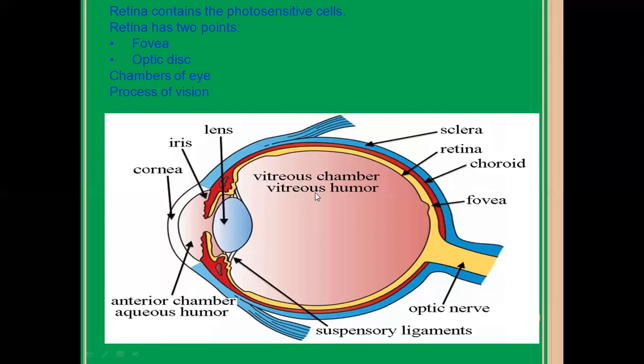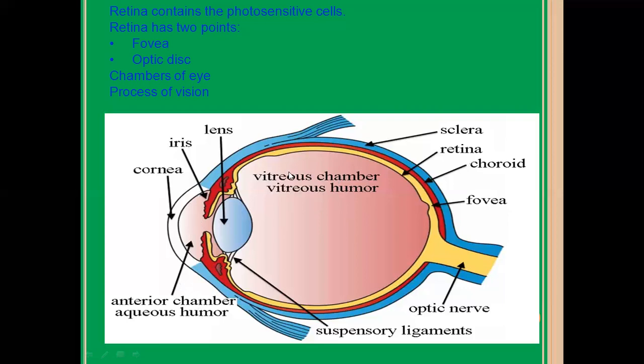Is it clear? This is about the chambers of the eye. An examiner can ask you a question: what is the difference between the anterior chamber and the posterior chamber, or between aqueous humor and vitreous humor? There are two chambers in your eye. One is the anterior chamber and another is the posterior chamber. The anterior chamber is present between the cornea and iris, and it contains a clear fluid. That's why it is known as aqueous humor.